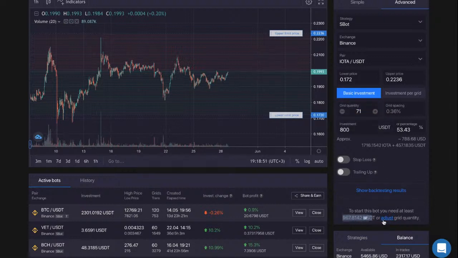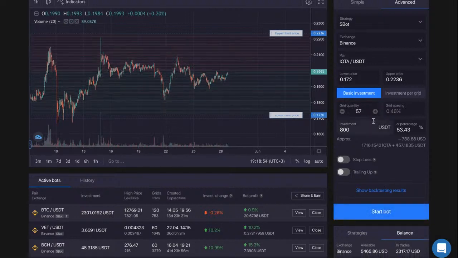But let's say I don't have it. I click on adjust grid levels, so it reduces the quantity of grid levels to 57 from 71, and now I can initiate the bot. So I need to have 1,700 IOTA on my balance, and I must have quote currency, USDT in this case, in the amount of 457.